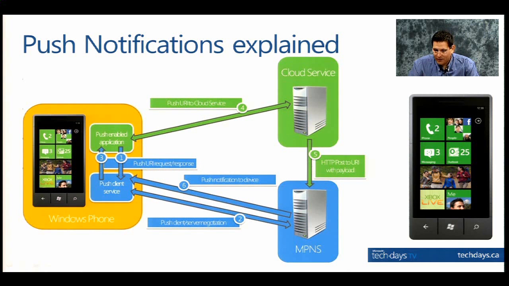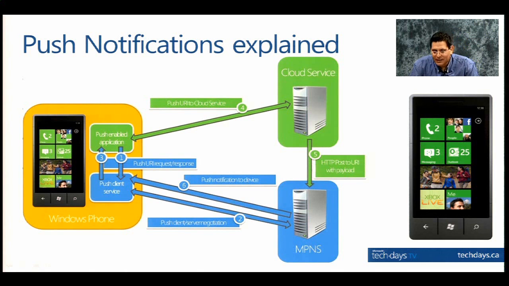The push client service in turn negotiates with the Microsoft Push Notification Service, which is a service running online, a cloud service, for the required URI to be returned to the calling application. So we have a unique URI that identifies our phone and application, which is created by the MPNS, and it is returned to the push client service, and from that to our application. That was steps 2 and 3.